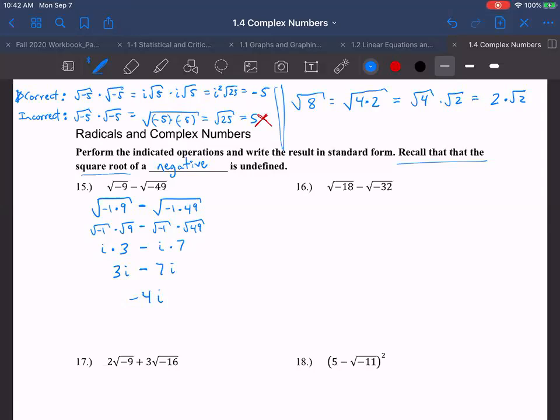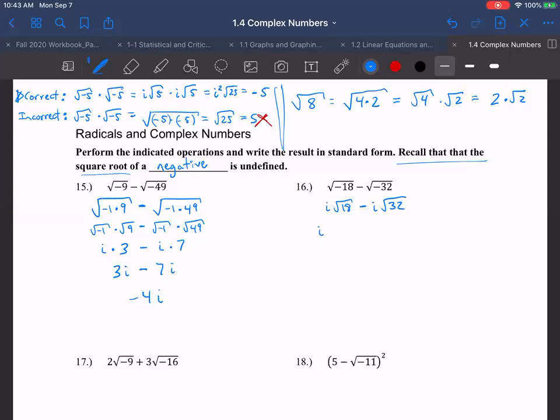So for number 16, you don't have to go through this whole thing like I did before, where I made it square root of negative 1 times 18. I can just go ahead, and I know this is going to be i times the square root of 18. And I know this one's going to be i times the square root of 32. After that, I can start worrying about breaking down my square roots so that I can combine these. Right now I can't combine them, because I can't just add or subtract the square root of 18 and the square root of 32.